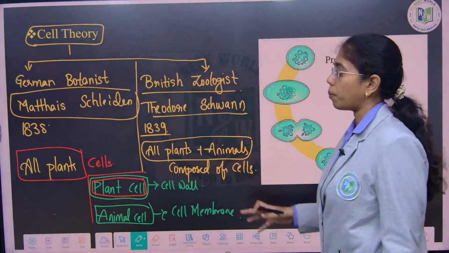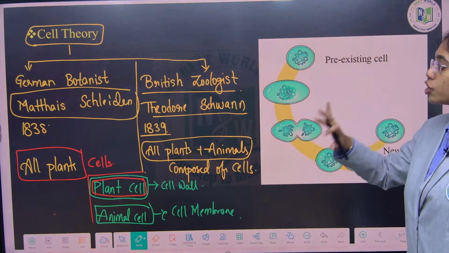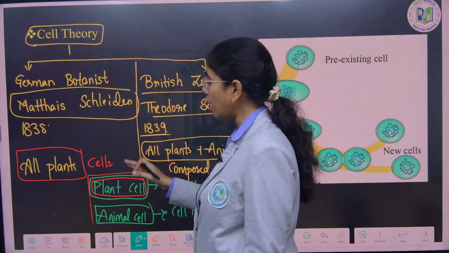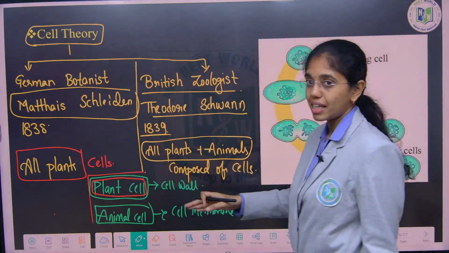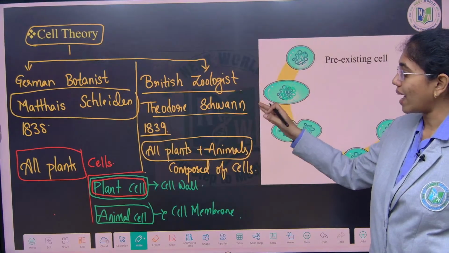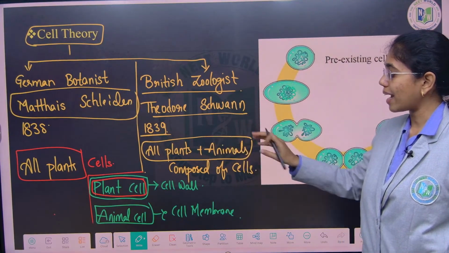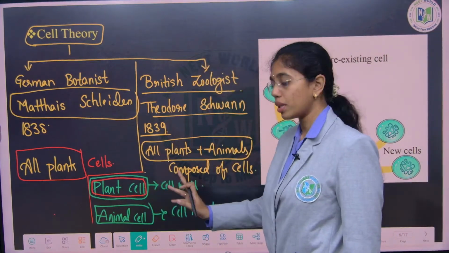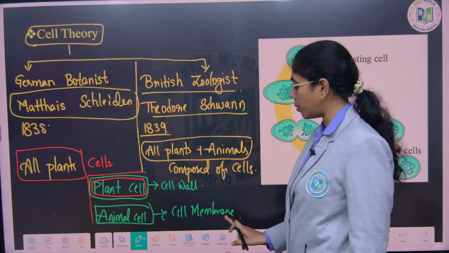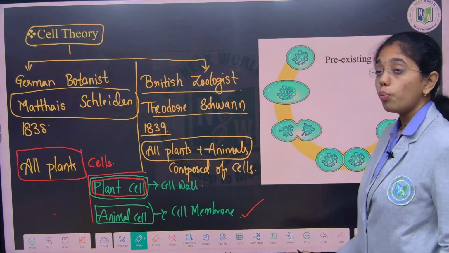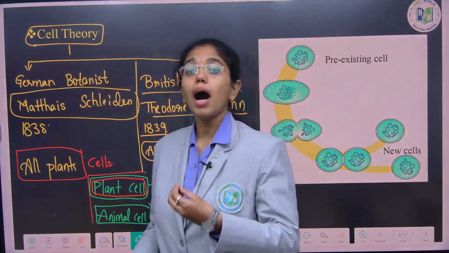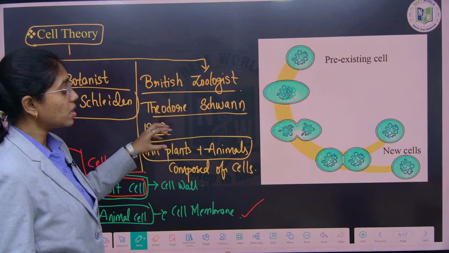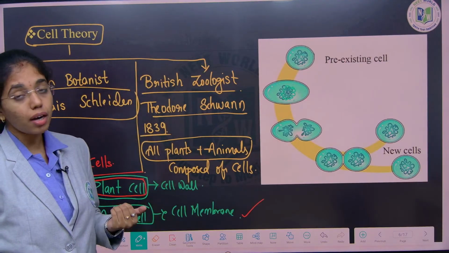These are the major propositions from the cell theory given by Schleiden and Schwann. In 1838, he proposed that all plants are composed of cells and products of cells. British zoologist Theodor Schwann said that all plants and animals are composed of cells, and plant cell's limiting boundary is cell wall, which is over the cell membrane. Animal cell's limiting boundary is cell membrane. But both of them failed to explain how new cells are formed.